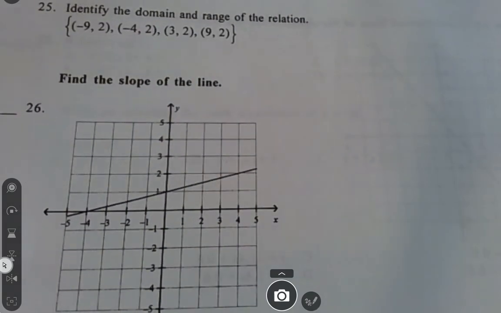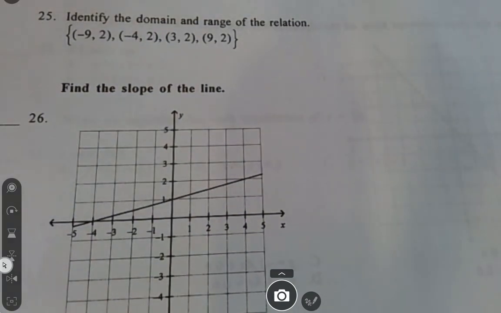Okay? All right. Number 25. It says identify the domain and the range. So all you're doing is you're listing. This is how I write mine. I like to write them in a little set. I'm identifying my domain and my range.